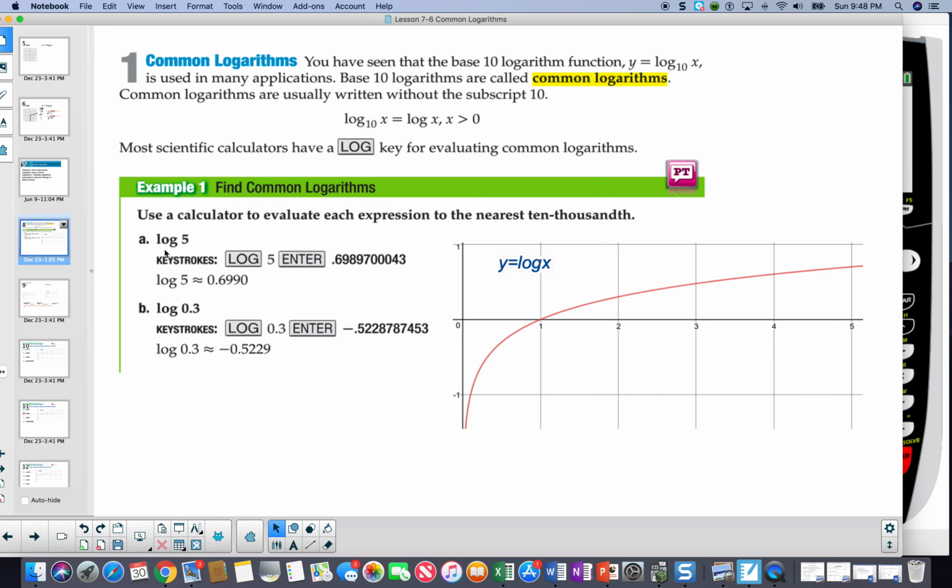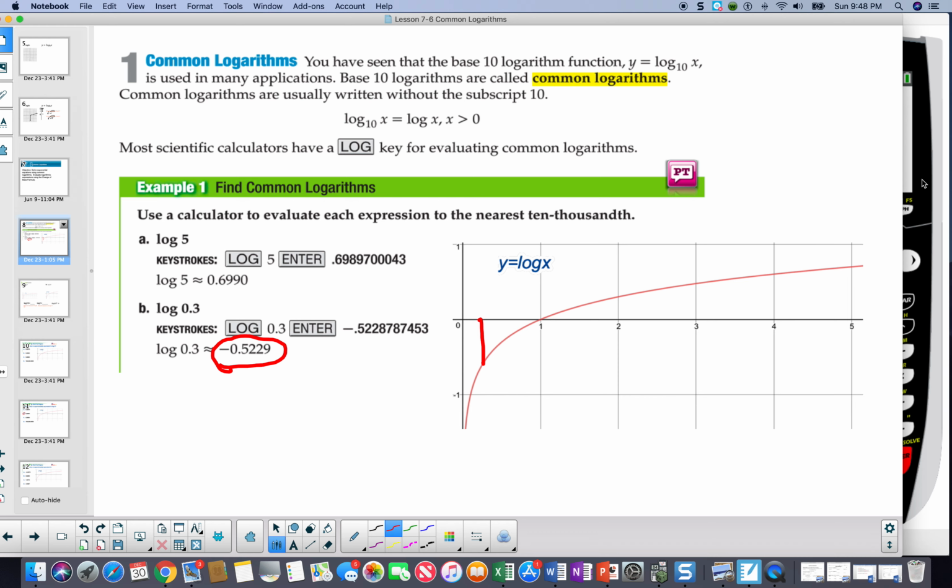So if you wanted to evaluate log 5, you would press log 5 and then press enter. Now let's take a look at the graph of our common log, and you can see over here at 5, the value of the log is less than 1, which is what we have right here, a number that's less than 1. Now if we want to find log 0.3, and 0.3 is right about here, then the y-coordinate will be negative, which is what we get when we put it into the calculator.